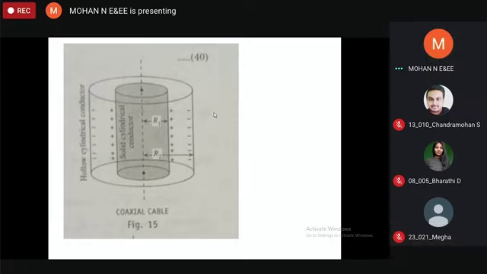Also, the length of the conductor is L. Both cylinders have the length L. The radius of the solid cylinder is R1. Then the radius of the hollow cylinder, that is the outer cylinder, is R2, and its thickness is negligible.